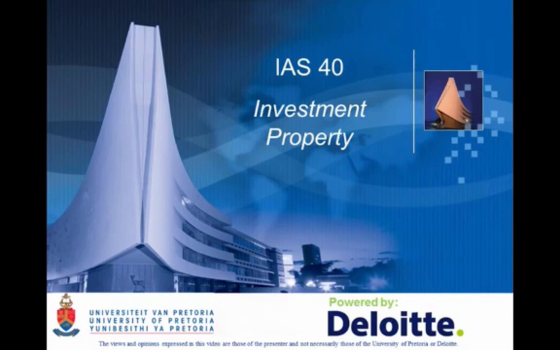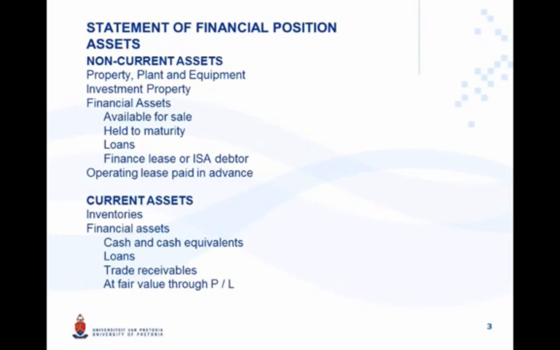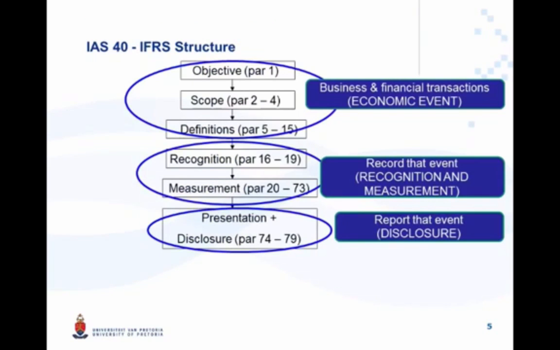IAS 40 Investment Property. Introduction, Classification, Recognition. On the Statement of Financial Position under Assets and Non-Current Assets, investment property will be presented as a separate line item. In the Statement of Profit or Loss and Other Comprehensive Income, other income and other expenses will be affected. Please note, IAS 40 does not identify any other comprehensive income items.